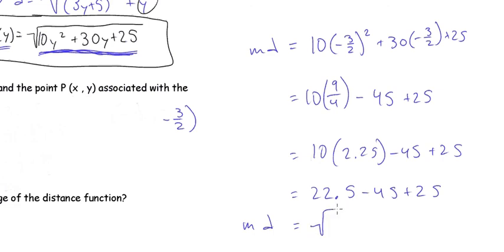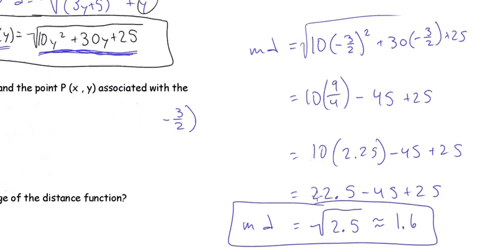The square root. These are all under the square root, but I'm not going to write those all in there. So we end up with the square root of, this simplifies down to positive 2.5. So that's going to be our minimum distance. And that number, the square root of 2.5, is right around 1.6. I think it's 1.58 something. So there we go. That's our minimum distance. And remember, we found the y value already. We found that the minimum distance happened at y equals negative 3 halves.